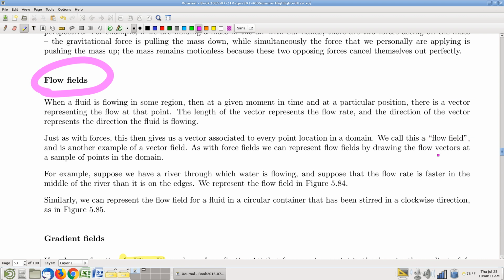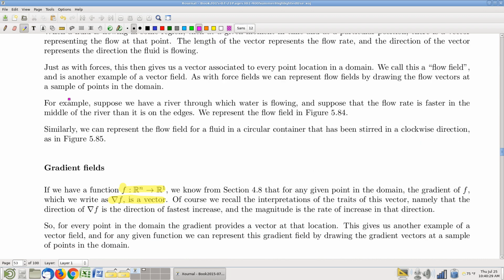So I'm going to distinguish this from a vector field representing forces. I'm going to call this a flow field as opposed to a force field. No relation to science fiction, ray gun, force field, not like that. A flow field just represents how fluids are flowing.